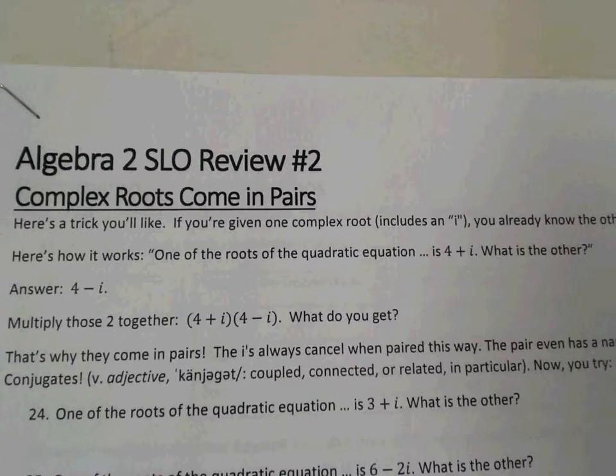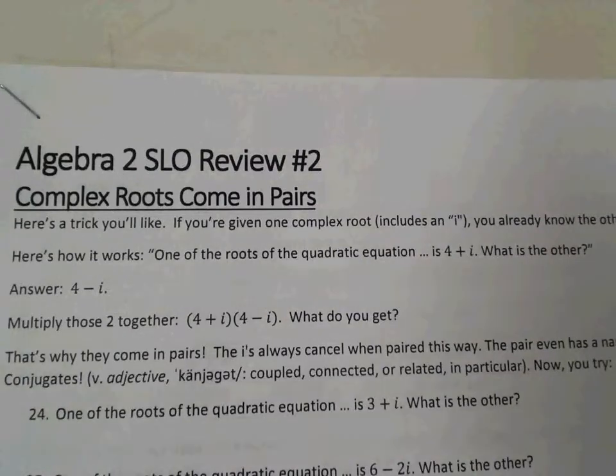So one root is 4 minus i, the other root is 4 plus i, right? And if we have one root that is 3 plus i, the other root would be 3 minus i. So we talked about that already.